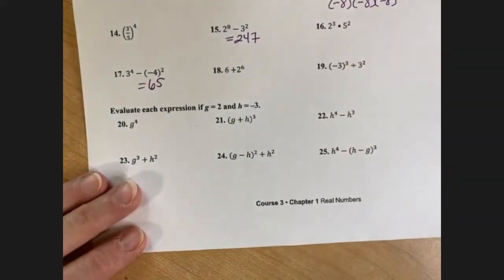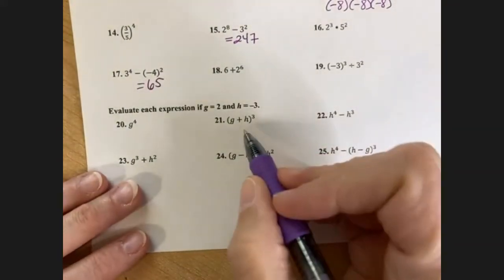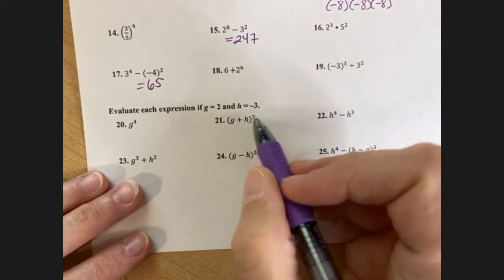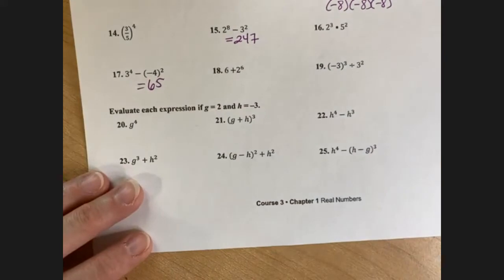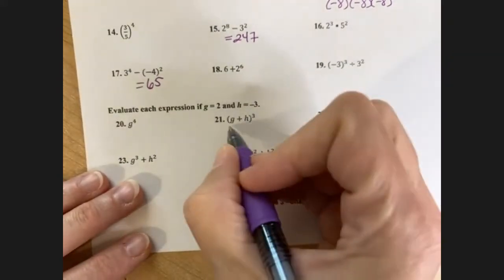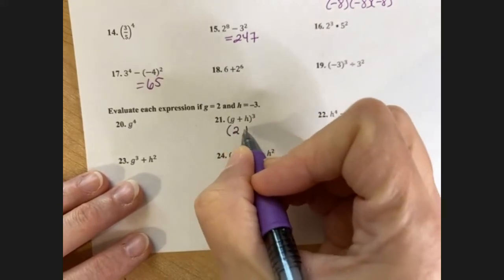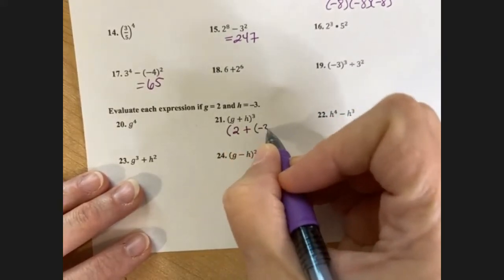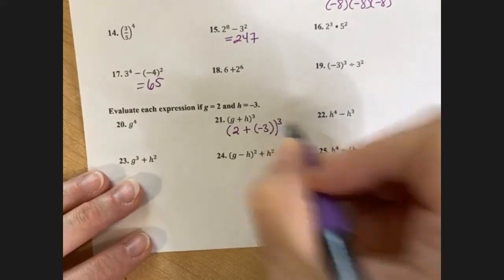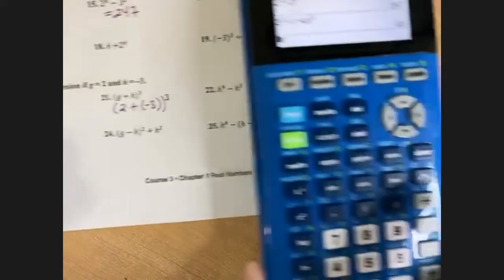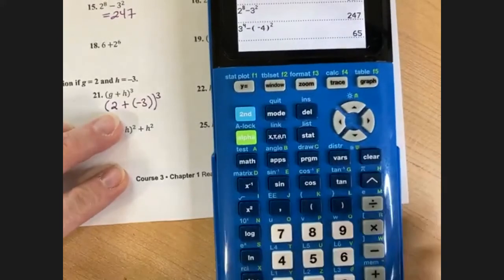All right, down at the bottom section, just a note on these, G plus H is in parentheses. So it means I'm going to add it first and then cube it. So be very, very careful about the way it's written. So it says G is 2. So we plug in. So we do 2 plus and this is -3, and I'm going to keep that in parentheses, and I'm going to raise it to the third power, or cubic. Cubic means three-dimensional.